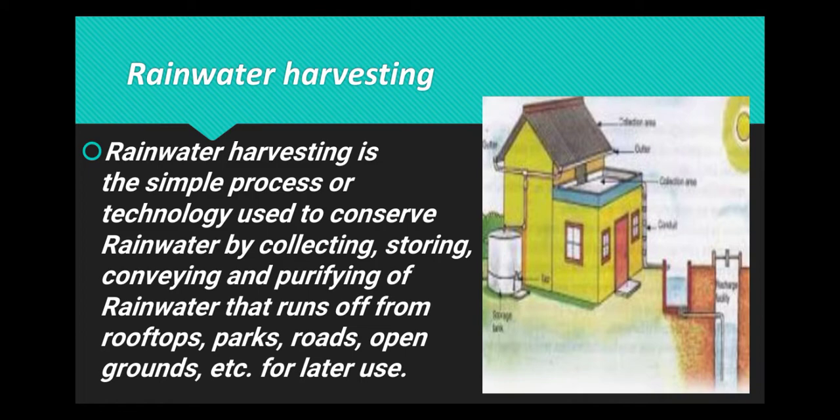Rainwater harvesting. Rainwater harvesting is a simple process or technology used to conserve rainwater by collecting, storing, conveying and purifying rainwater that runs off from the rooftops, parks, roads, open grounds, etc. for later use.